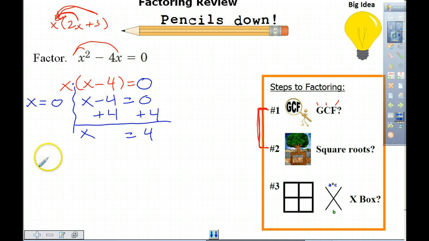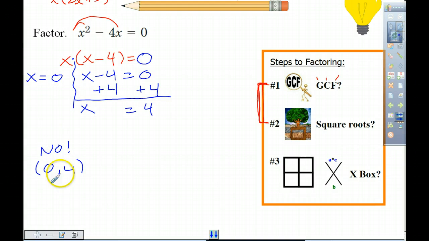So here's something you do not want to do. No, do not do this. Why not? Yeah, this would say x is 0 and y equals 4. You don't have any y's in this problem. So don't do that. Okay, so use set notation. Braces. So x is 0 and also x is 4. That's what this means.